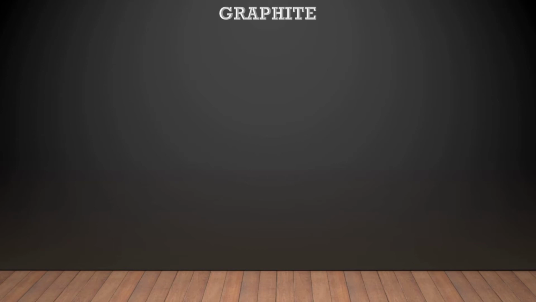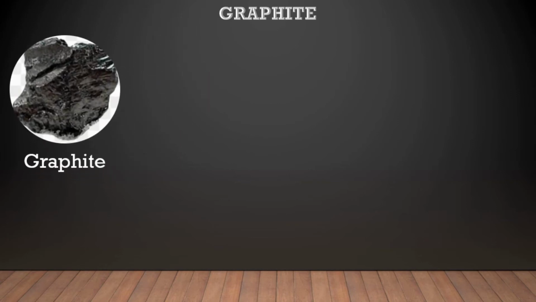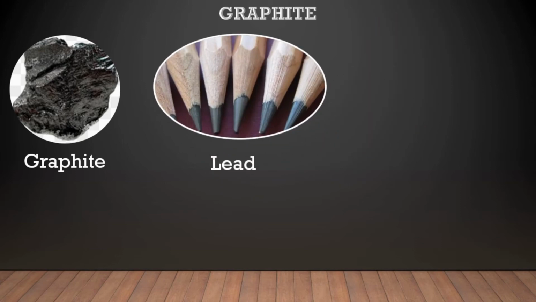Let us know about next important crystalline allotrope of carbon, that is graphite. Graphite is found in the natural state in Russia, New Zealand, America and India. The lead used in pencil is made by mixing graphite with clay.